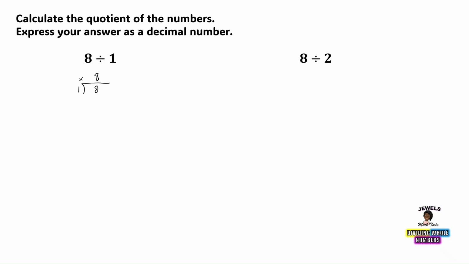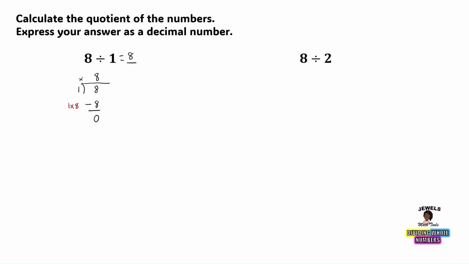And remember that I showed you last video that you could also write that here just to keep track of what numbers you're using to get your product. So we have 1 times 8 gives us 8, and 8 minus 8 is 0. Since we do not have a remainder in this case, our quotient is just our whole number of 8.